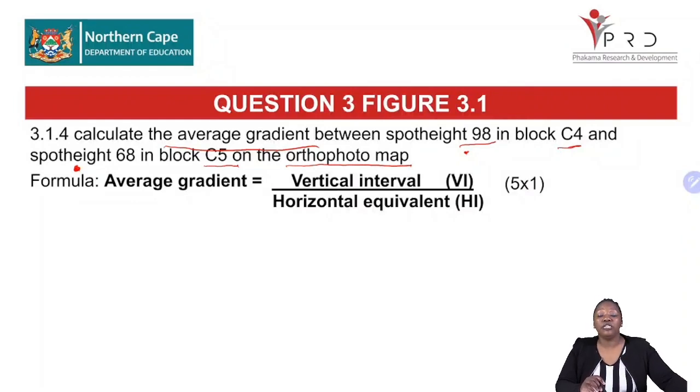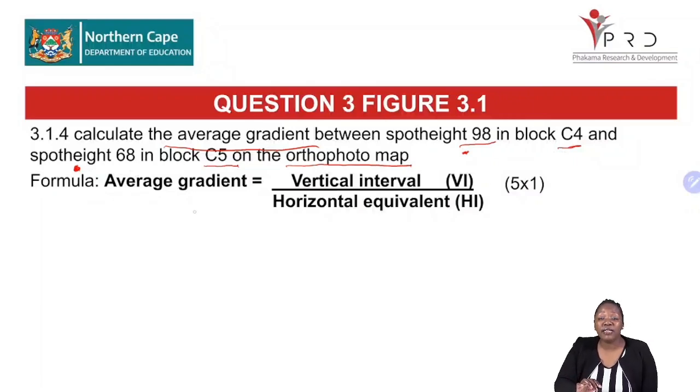By now, you're supposed to know the difference between the maps. This is the topographic map and this is your orthophoto map. So if the question is saying orthophoto map, it means you should be at this side. So we are looking at your block C4 as well as your block C5. You need to check the spot height. The symbol for the spot height is the dot, and then another spot height is 16, which is another dot, and then 68 in block C5 on the orthophoto map.